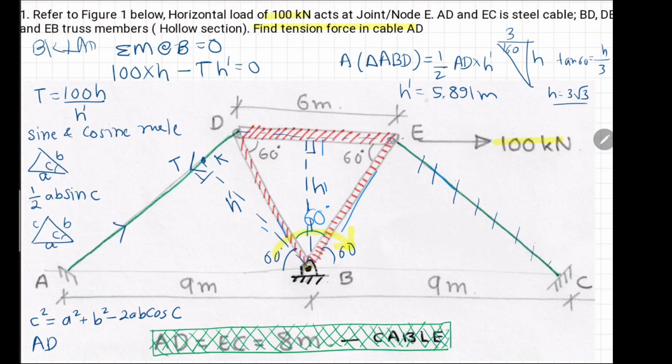So we got distance H equals to 3 root 3, which is 5.196. Putting in this equation, 100 into 5.196 over 5.891, the tension force is 88.2 kilo Newton.